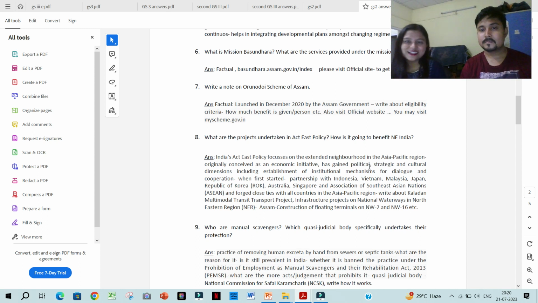So let's discuss the answer. So etu ami GS paper already disilu. India's Act East policy focuses on extended neighborhood in Asia Pacific regions.